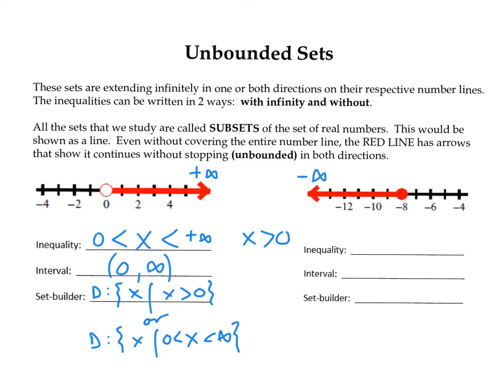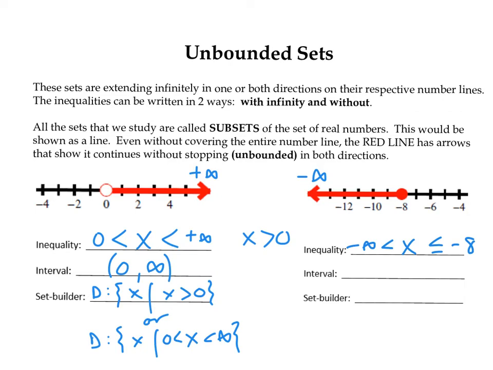Over here we have the smallest value is negative infinity, the largest value is negative 8. Least to greatest, left to right. So we put x is between negative infinity and negative 8. Now at negative infinity, you can't ever reach it, so we consider that an open circle. And at negative 8, it's a closed circle, so we put the equal symbol underneath.